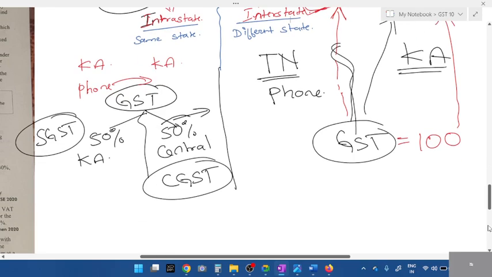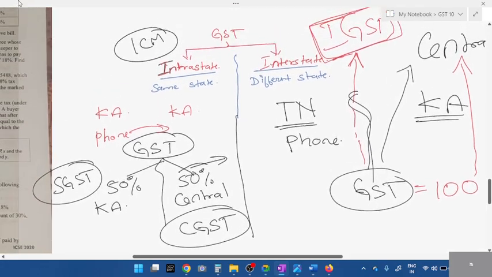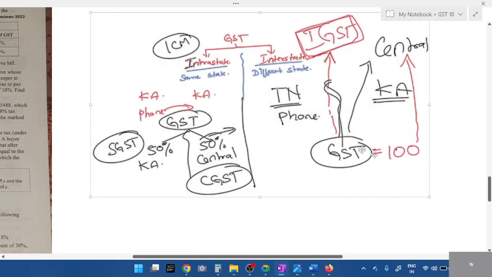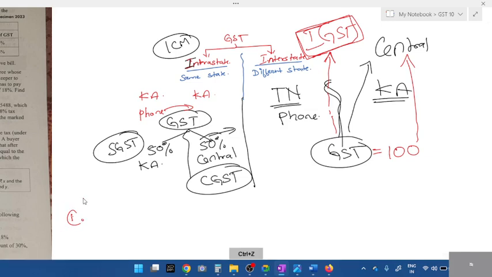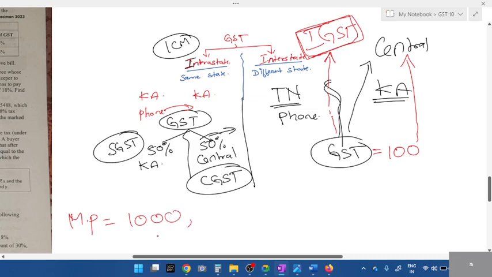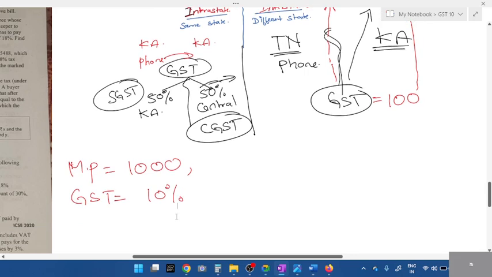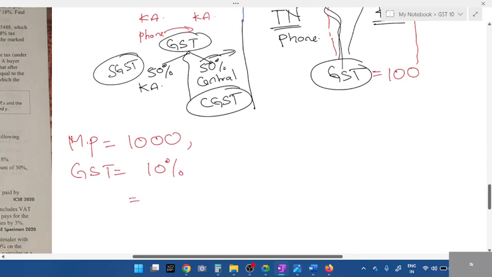Okay, I'll give an example. Is this clear? Did you all understand? The only thing to remember is that if it is the same state, there won't be any problem, students. Look here. Now a mobile phone, the mark price of the phone is equal to 1000. The mark price is 1000 and the GST is 10%. Tell me the GST amount, students. How do you calculate 10%? Not the total amount, only the GST amount. 1000 into 10 divided by 100.